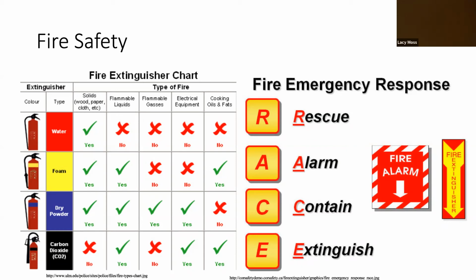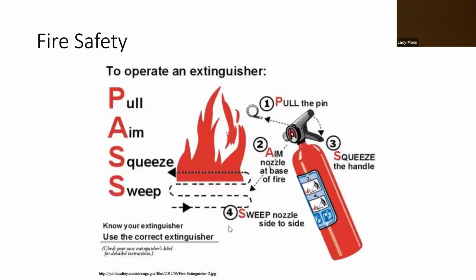Okay. You'll try to contain it if possible. So we have fire doors that will help contain it. And then if possible, you will extinguish it. And if you were trying to extinguish it, to use the fire extinguisher, you'd pull the little pin, aim it at the base of the fire, squeeze the handle, and do sweeping motions.